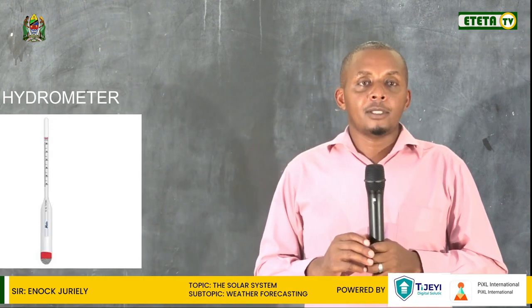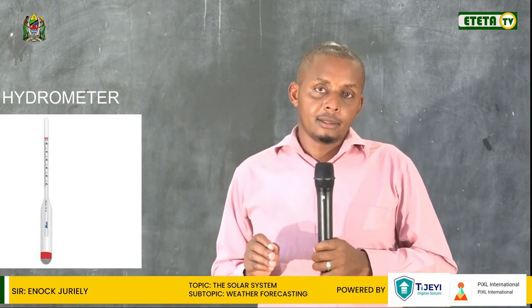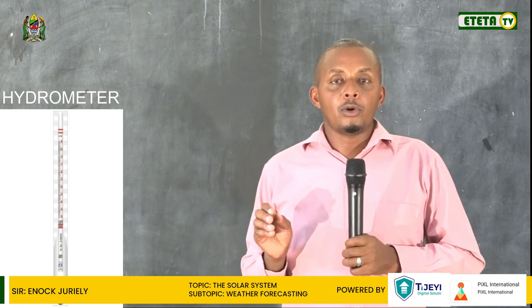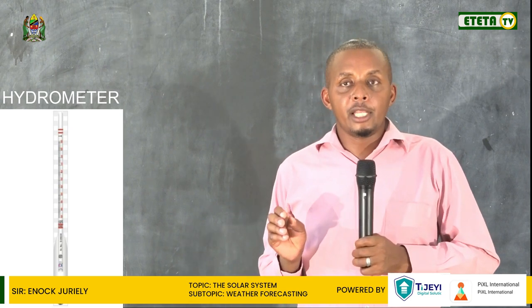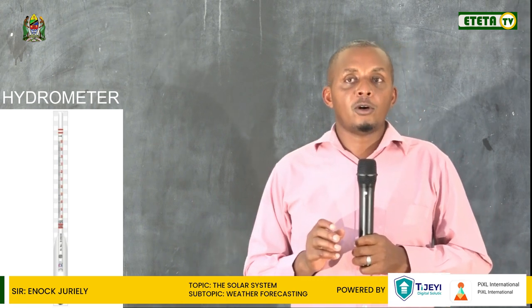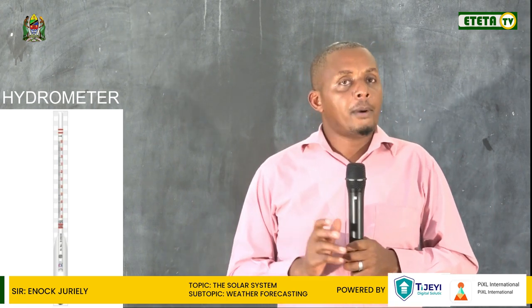We have the hydrometer. The hydrometer is the instrument used to measure the humidity level of a certain place.